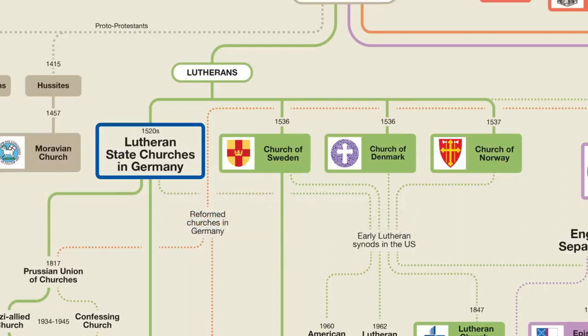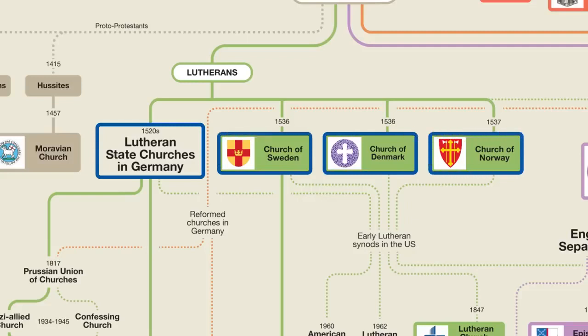During the 1530s, the three main Scandinavian countries, Denmark, Sweden, and Norway, aligned themselves with Lutheranism as well, cutting ties with the papacy and creating state churches instead. To this day, these three churches are still the largest churches in their respective countries, although the only one that is still an official state church is the Church of Denmark.